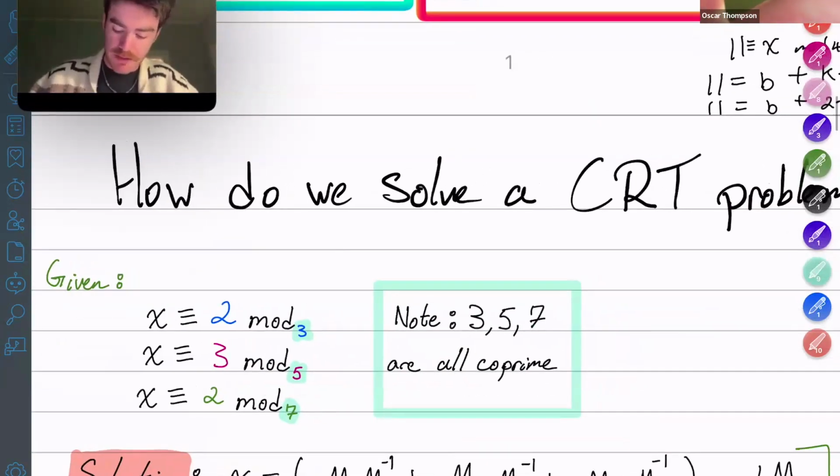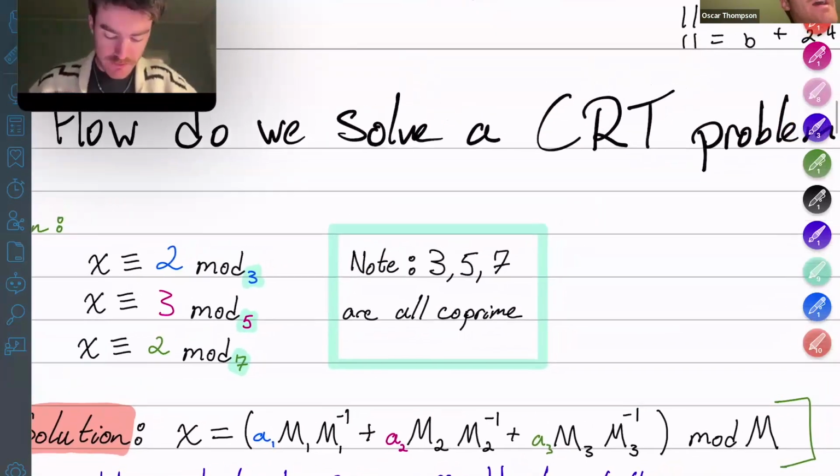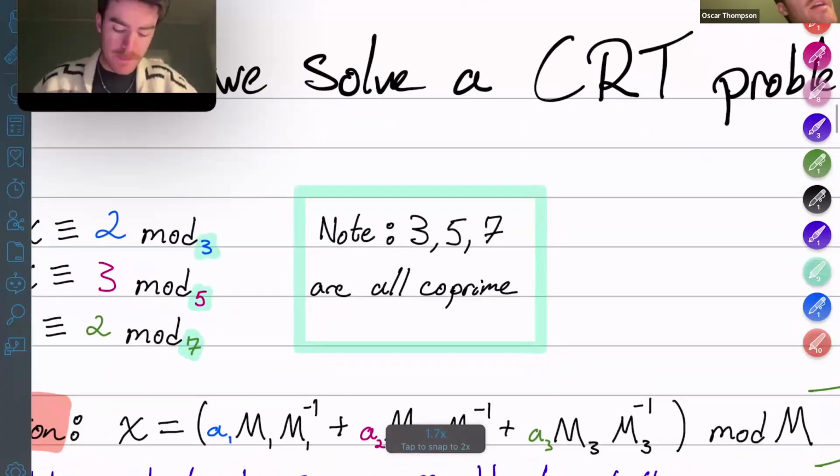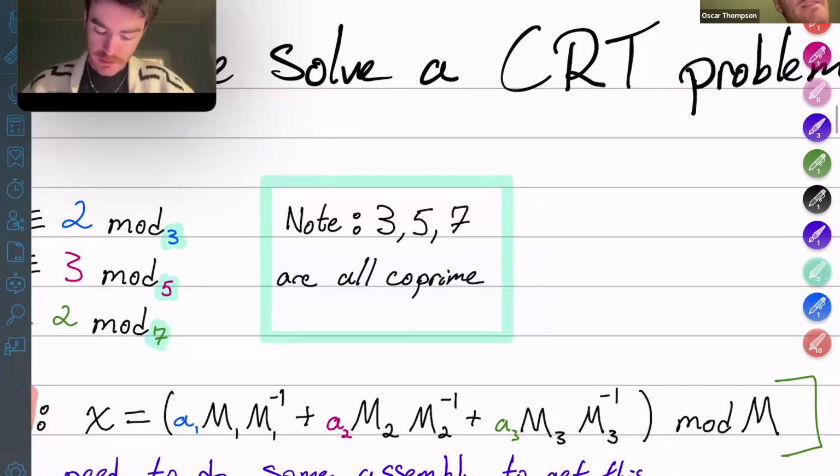So here's the solution. I'm going to do this in one breath. X equals little a sub 1 times big M sub 1 times big M sub 1 inverse, plus little a sub 2 times big M sub 2 times big M sub 2 inverse, plus little a sub 3 times big M sub 3 times big M sub 3 inverse, mod big M.